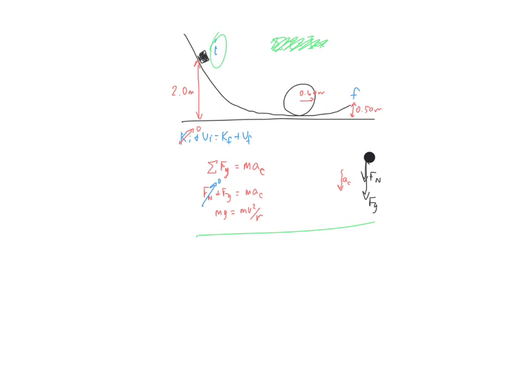This time, the initial part will still be the same, but the final part, instead of being here, will now be at the top of the loop. So Ki plus Ui equals Kf plus Uf. Initially, it was released from rest. It does have initial gravitational energy since it's got height again. It has kinetic energy because it's moving at that point with the speed we just calculated. And it has gravitational energy because it is a height above the ground. It is double the radius, so it's got a height of 1.2 meters. A lot of people tend to forget that term.